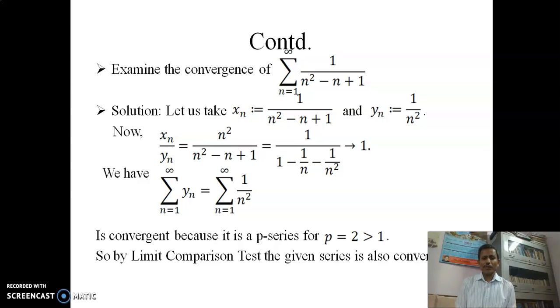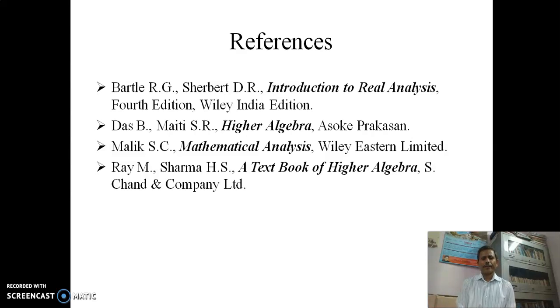So we have summation yn = summation 1/n^2, n from 1 to infinity. This series is known to be convergent because it is a P series for p = 2 greater than 1. So by limit comparison test, the given series is also convergent. We give here a few examples, so we can practice more examples from these given references.